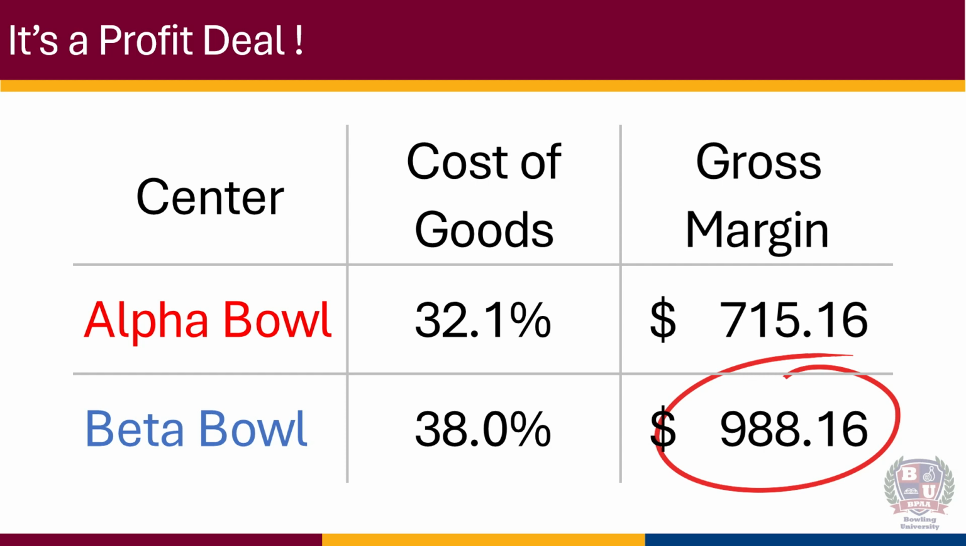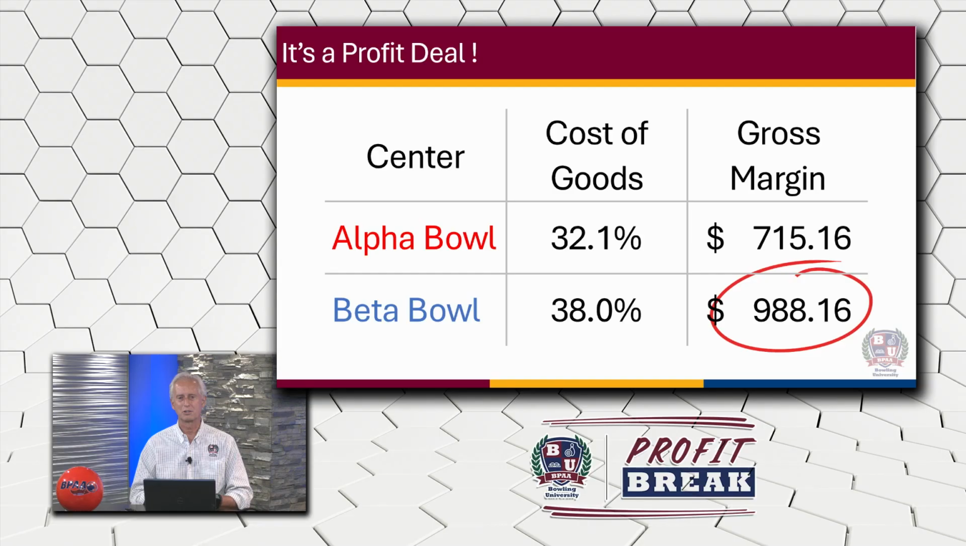So the first scenario, yes, it was 32%. The second one was 38%, but look at that gross margin. Okay, I made $715 at that lower cost, and I made almost $1,000 with the exact same menu at the higher cost items. So don't jump to that conclusion that lower cost is better.